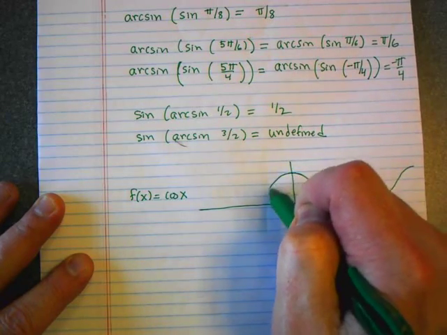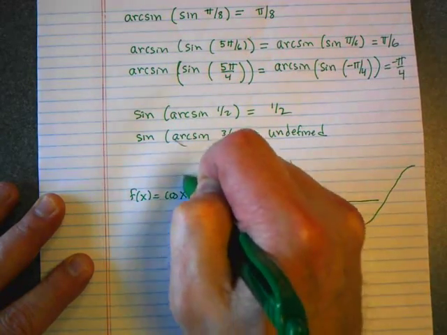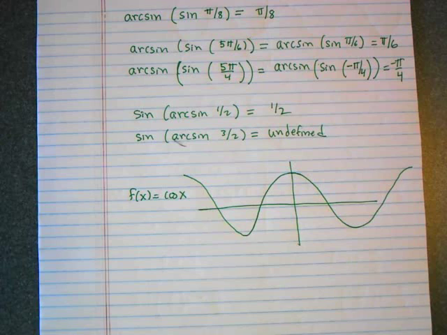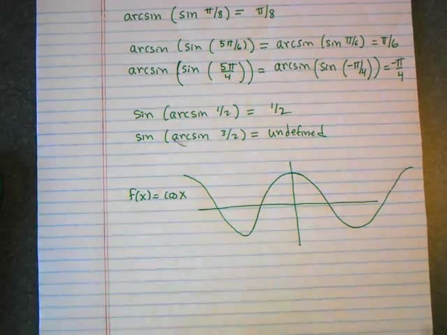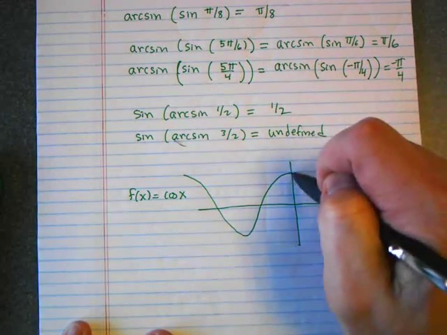Cosine looks like this, roughly. All right, so I want to do the same trick in the sense that I want to limit the domain. I want to limit the domain to make it a one-to-one function, and I want to get all the y values. Where do I start? At 0, 1. So I'm going to start here.